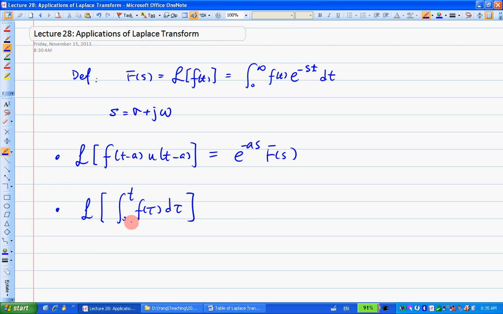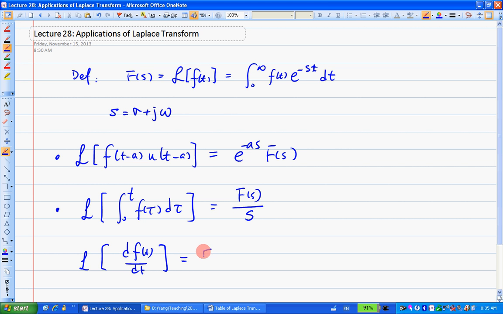It's the Laplace transform of the integral of this function f. You're integrating this function f, then the Laplace transform of it is capital F of s over s. Maybe I should write this one down here and here. So this is equal to s times F of s minus f of 0.